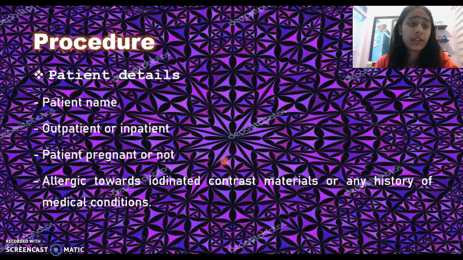Okay, so we're going to dive straight into the procedure. Before they conduct the examination, we need to know the patient details first. We need to know the patient's name, whether the patient is an outpatient or inpatient, whether the patient is pregnant or not, whether the patient is allergic towards iodinated contrast materials, or any history of medical conditions.